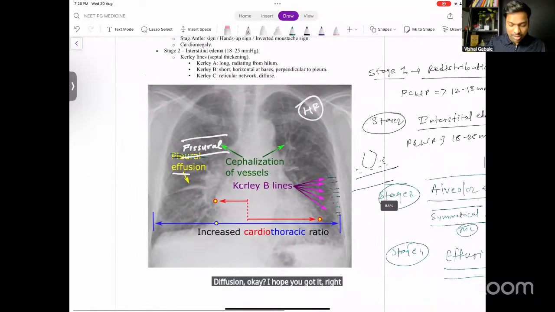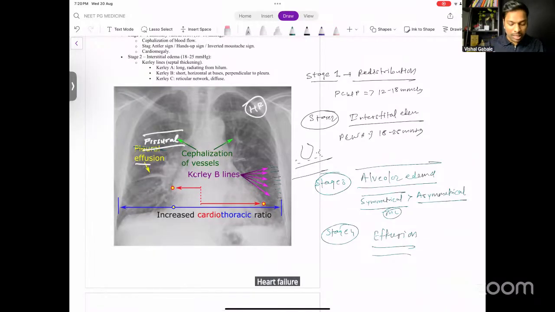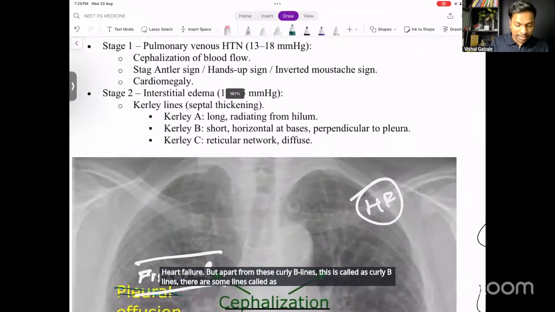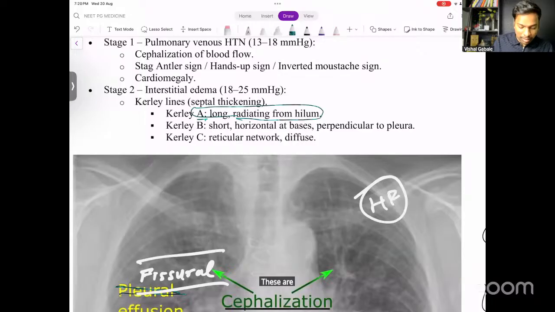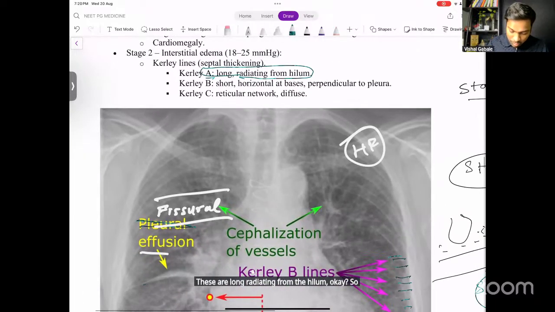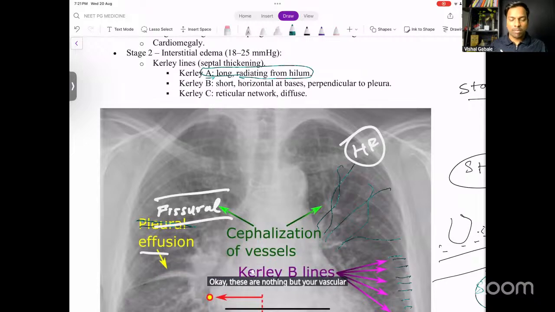Right? So these are certain changes that you should expect in heart failure. But apart from these Kerley B lines, there are some lines called Kerley A lines also. Okay, Kerley A lines. These are long lines radiating from the hilum. These are not very typical over here, but yes, this type of lines are there. Like from the hilum, these lines are there. These are nothing but your vascular markings.